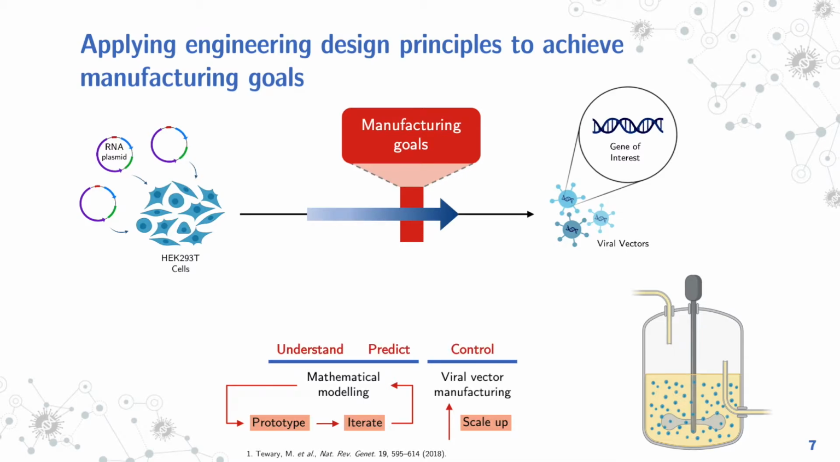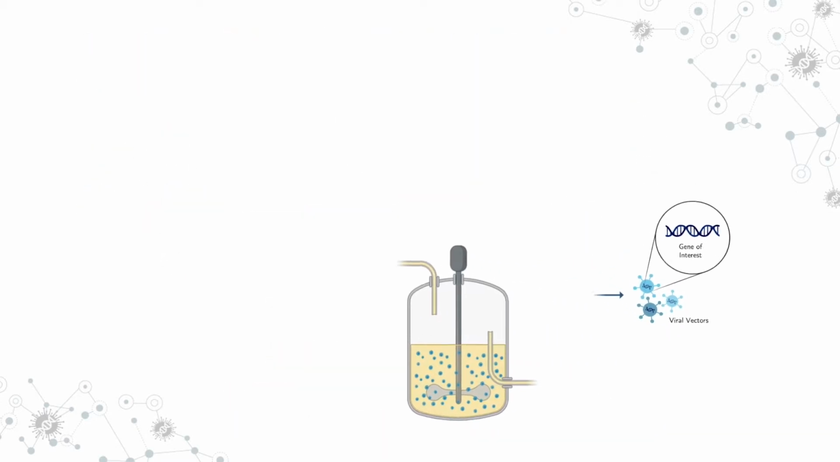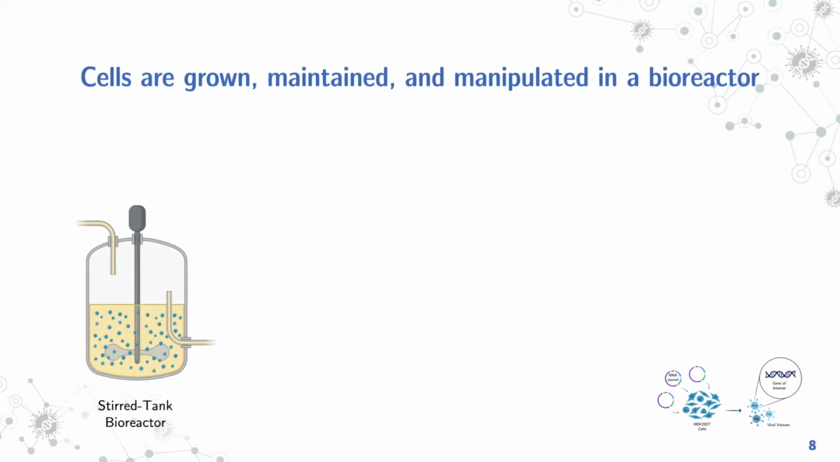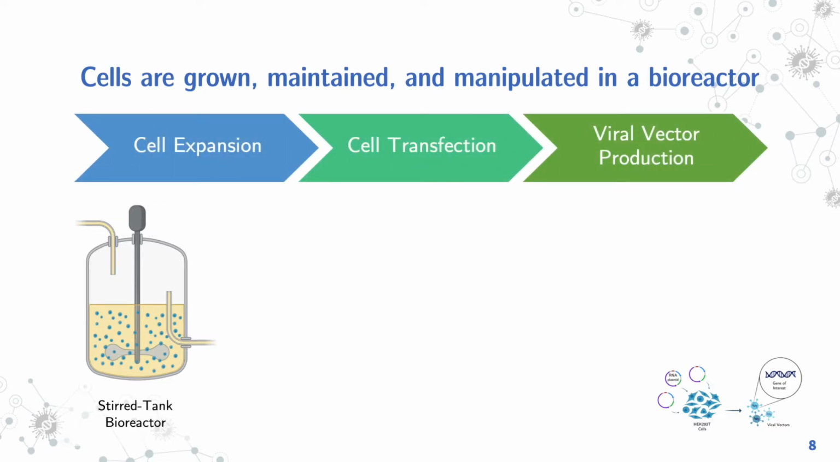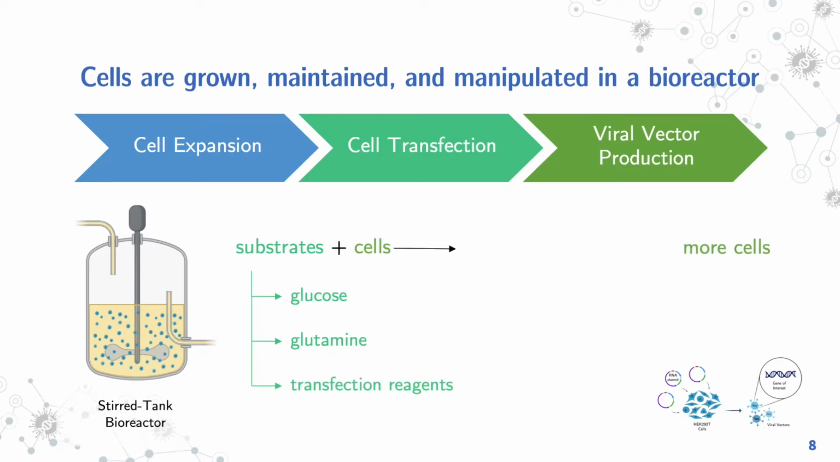Let's take a closer look at the production bioreactor where the viral vectors are produced and how we can apply these engineering design principles. A bioreactor is a vessel in which biological species are grown, maintained, and manipulated in a controlled environment for biologics manufacturing pipelines. To simplify things, we can think of nutrients and transfection reagents as our reactants, cells as the catalysts, and viral vectors as our products. As you might expect, we also have undesirable byproducts which can have detrimental effects on cell growth and viral vector production.